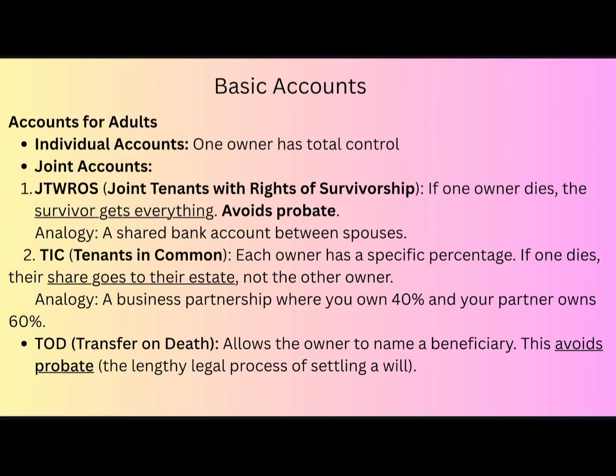A joint account must be designated as either tenants in common, TIC, or joint tenants with rights of survivorship, JTWROS. These designations determine how the account ownership will be handled if any account holder dies. Though there are other types of joint accounts, these two, tenants in common and joint tenants with rights of survivorship, are the most common joint accounts. How does each one work?